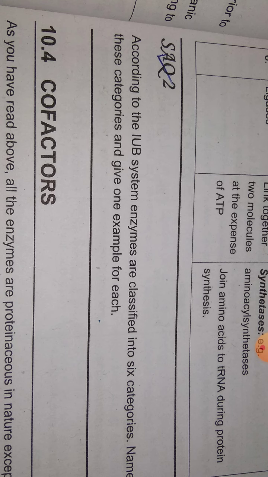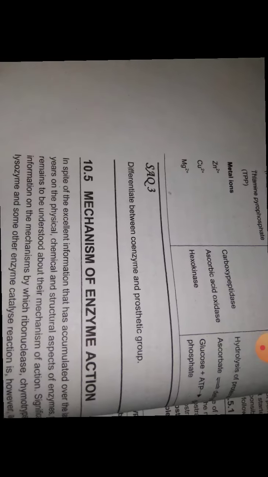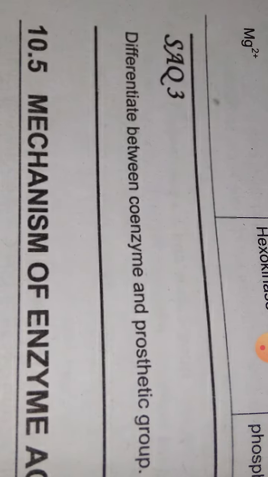Example of transferase is hexokinase. Example of hydrolase is amylase. Example of lyase is decarboxylase. Example of isomerase is phosphoglucomutase. Example of ligase is aminoacyl synthetase. So moving toward the next question, the third question is, differentiate between the coenzyme and prosthetic group.